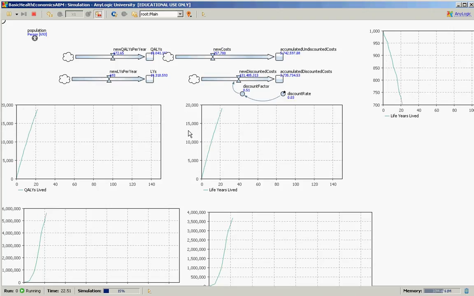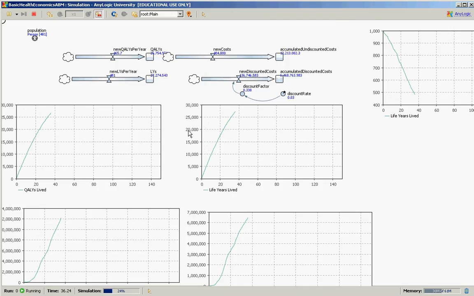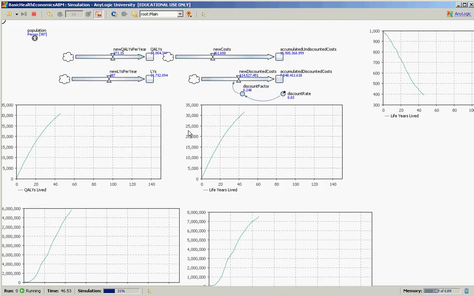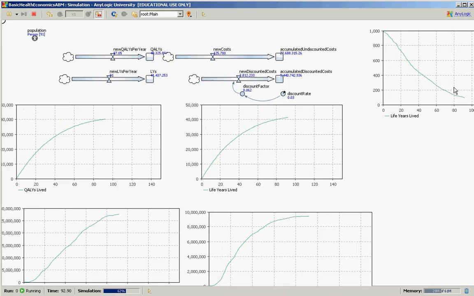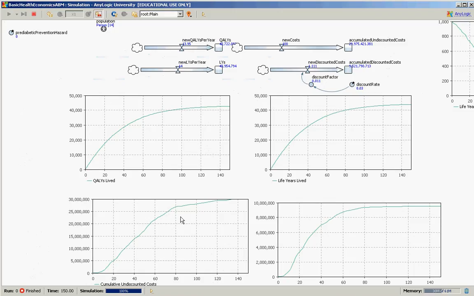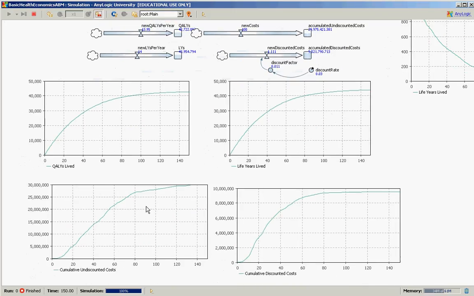Remember, this is with the 3% discounting. The model speeds up as there are fewer and fewer people to be simulated, and again we have somewhere around 9.6 or 9.7 discounted cumulative cost. Life years, cumulative adjusted life years lived, somewhere around 42, 43,000. Okay.